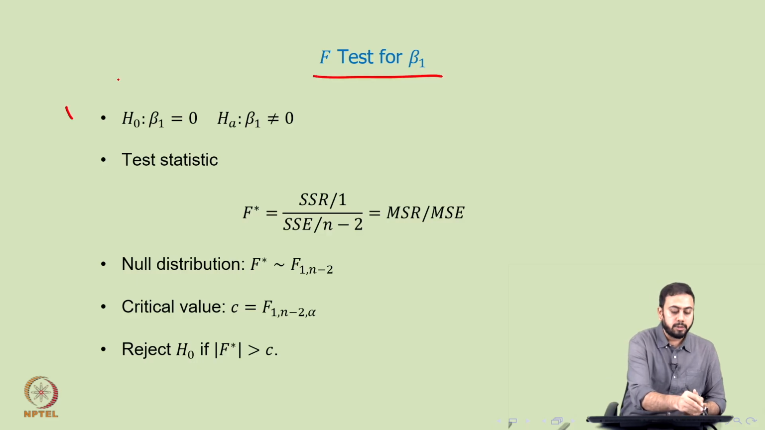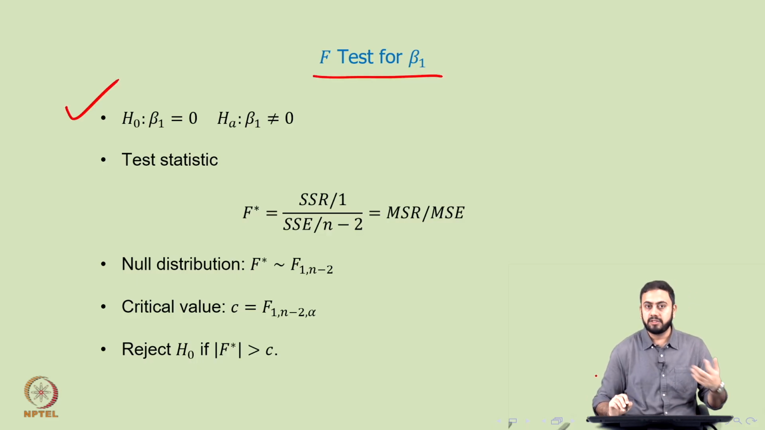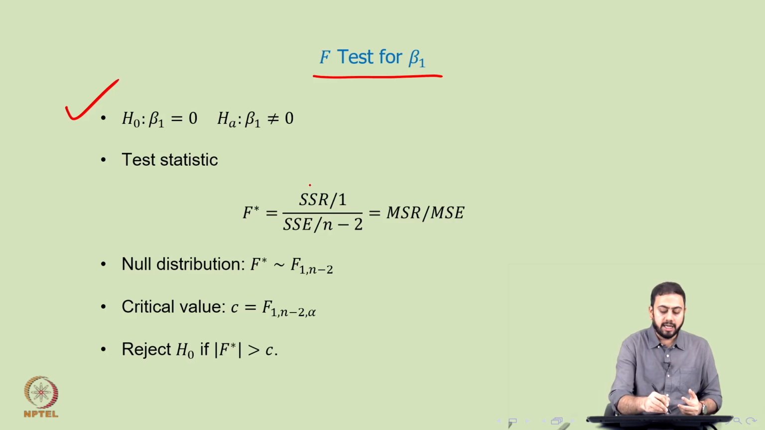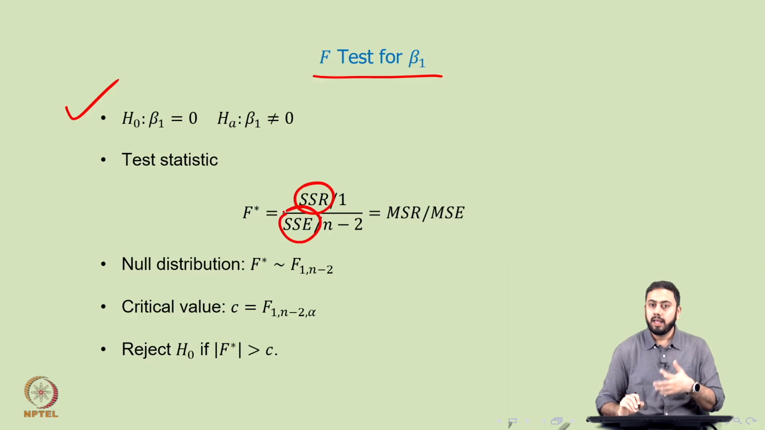So if you remember, we are testing the same hypotheses, whether beta 1 is 0 or beta 1 is not 0. Our test statistic here, interestingly MSR by MSE, follows an F distribution. And why an F distribution? Because an F distribution is a ratio of two chi-squares divided by their degrees of freedom. It so turns out that SSR and SSE are both chi-square variables, and hence this ratio MSR by MSE turns out to be an F distributed variable.